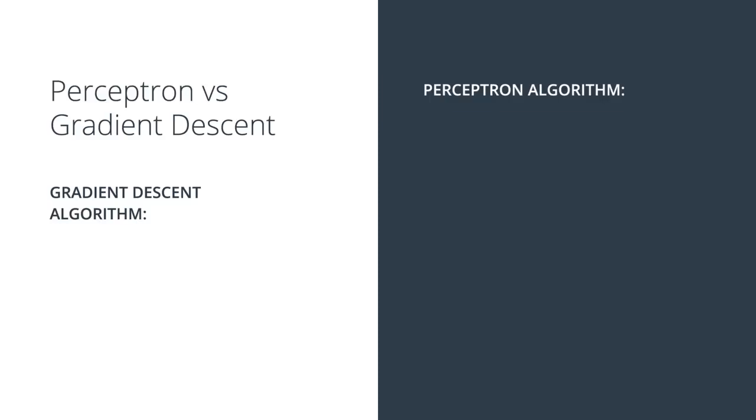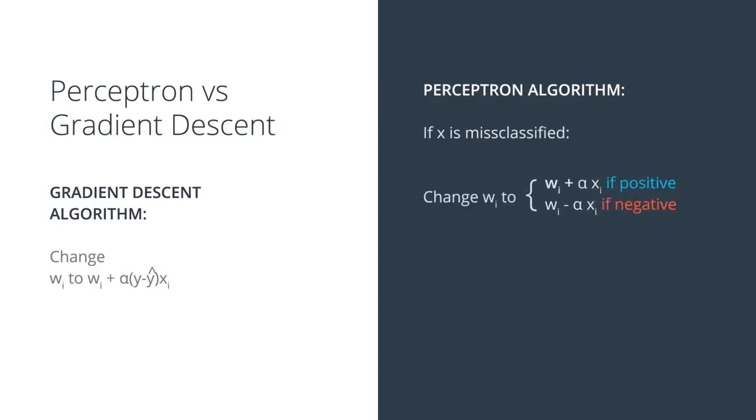So let's compare the perceptron algorithm and the gradient descent algorithm. In the gradient descent algorithm, we take the weights and change them from wi to wi plus alpha times y hat minus y times xi. In the perceptron algorithm, not every point changes the weights, only the misclassified ones. Here, if x is misclassified, we'll change the weights by adding xi to wi if the point label is positive and subtracting if it's negative.